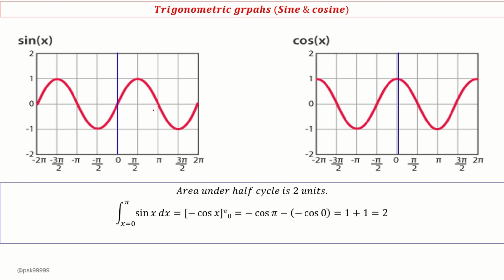Integration of sin x dx is nothing but minus cos x, with limits from 0 to pi. Integration under a curve is area, basically. So I take 0 to pi, and this is exactly the definition: area under the curve is the integration from 0 to pi. That is minus cos x from 0 to pi, which is minus cos pi minus of minus cos 0, which is 1 plus 1, 2 units. I hope you understand this. This graph you should remember very well.